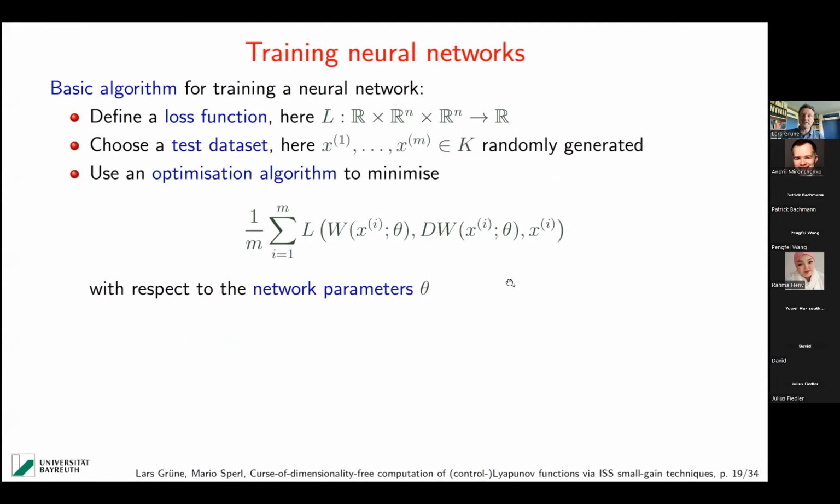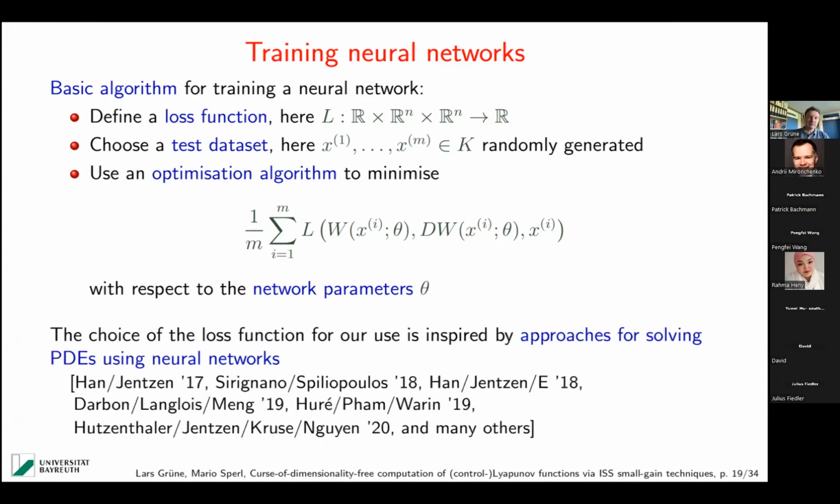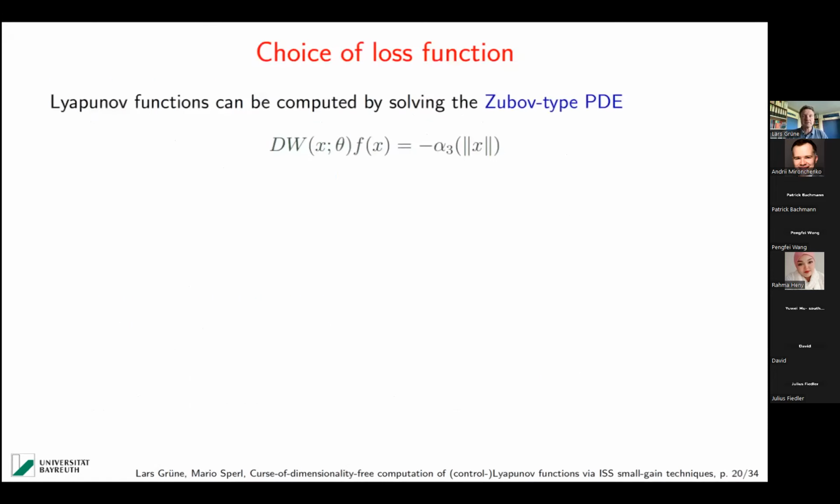And what you already see is this is a little bit unusual for training neural networks because we have the W, so the outcome of the network, but also the derivative of W with respect to x in the loss function. And we need that, of course, because in the defining inequalities of the Lyapunov functions, we also have the function itself and the derivative, and of course the state. The choice of the loss function that we have done is basically inspired by approaches for solving PDEs with neural networks. There's a long, well, not a long history, but a long list of papers since about 5 years ago when this started. So many, many people have done this for different classes of PDEs.